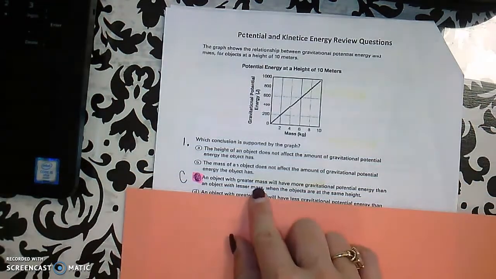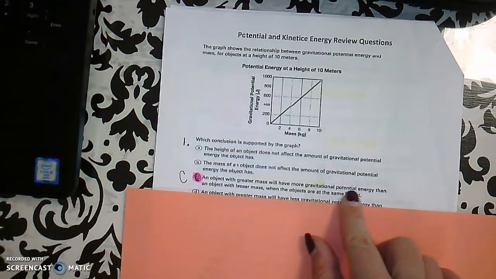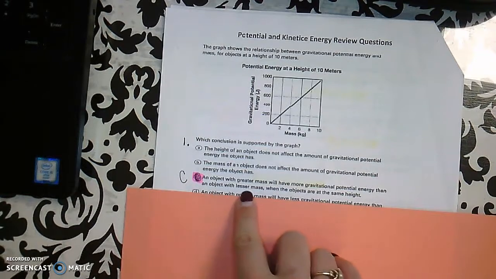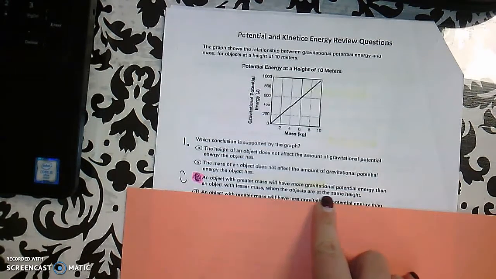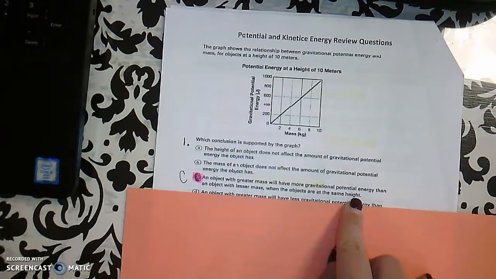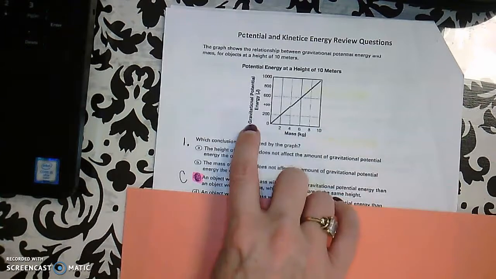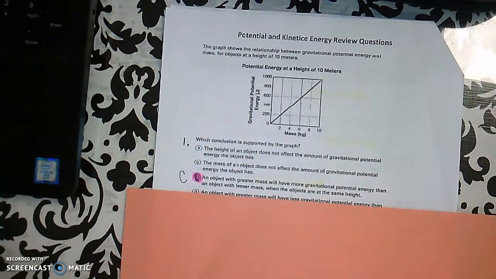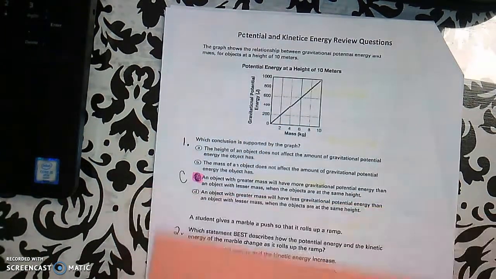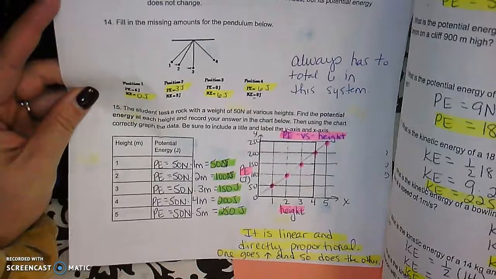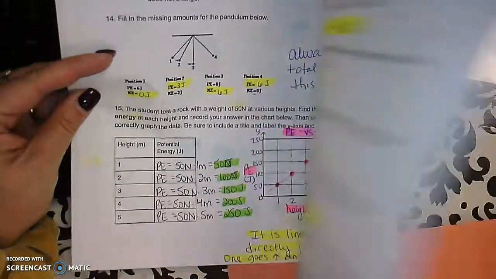An object with greater mass will have more gravitational potential energy than an object with lesser mass when the objects are at the same height. And we see as mass increases, so does gravitational potential energy. And that's very similar to the problem in the graph that we did here in our review sheet. Same concept.